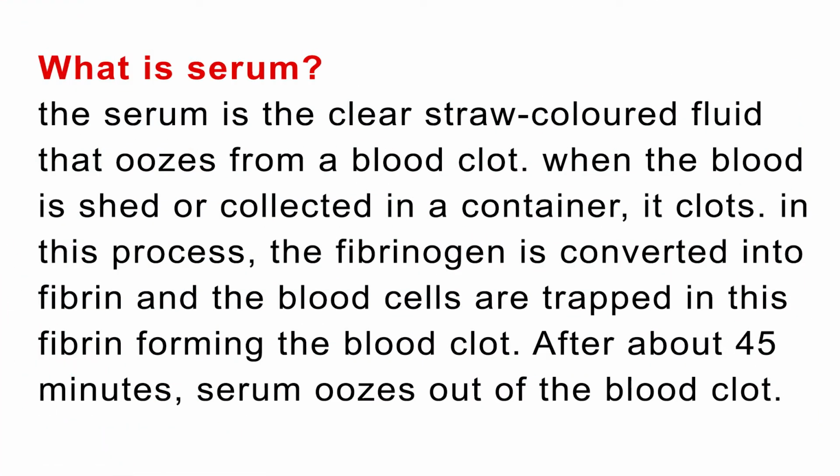What is serum? The serum is the clear straw-colored fluid that oozes from a blood clot. When the blood is shed or collected in a container, it clots. In this process, the fibrinogen is converted into fibrin and the blood cells are trapped in this fibrin, forming the blood clot. After about 45 minutes, serum oozes out of the blood clot.